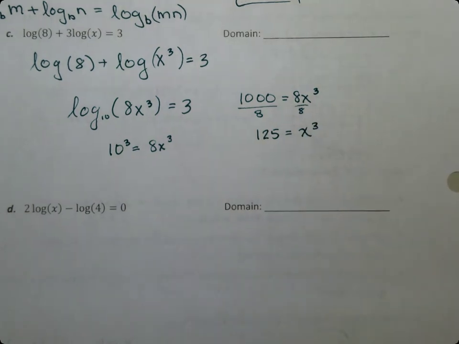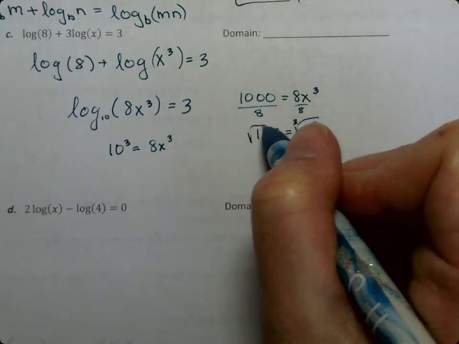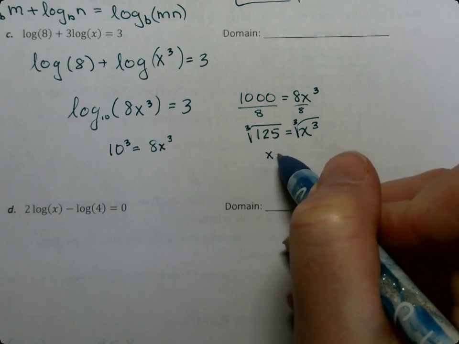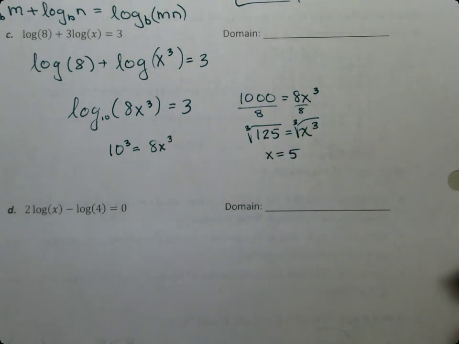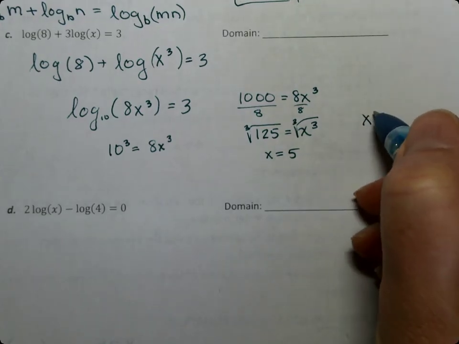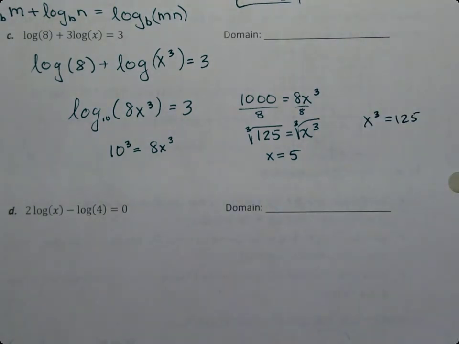And then what? How do I get rid of a cube? You have two options. You can come in and take the cube root, but you have to make sure you're taking the cube root. The cube root of 125 is 5. Or the other option is to take it to the power of 1/3. If you have x to the third equals 125, you can come in.